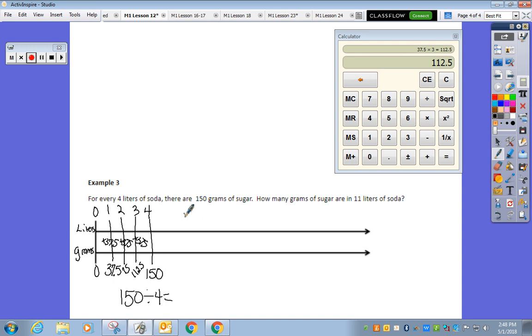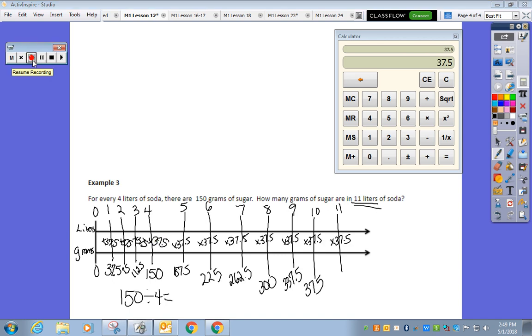I'm going to start spacing just a little bit more to have some space. I need to go up to 11 liters. Okay, so each time I'm multiplying by 37.5. So I'm going to go ahead and fill those in. I'm going to be multiplying by 37.5 to each of the number of liters. Okay, so I've done my multiplication all the way up to 11.